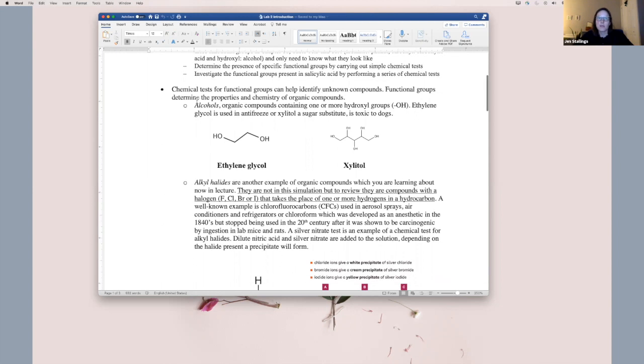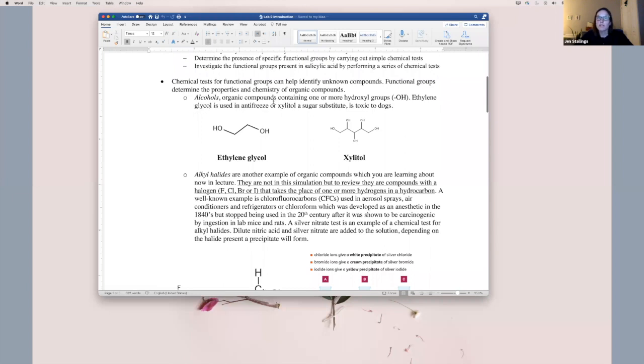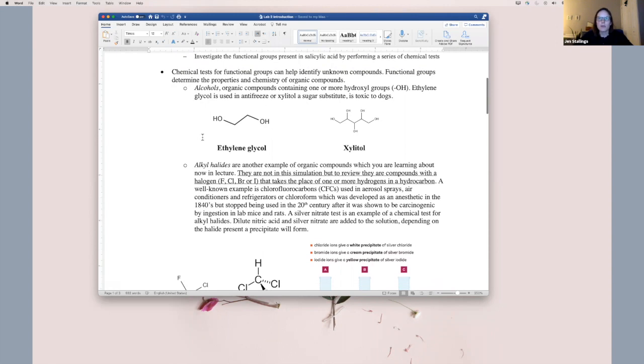So here's just an example that's going to be in the lab, alcohols. So they have those hydroxyl groups in them, which is the OH. 2 examples, ethylene glycol and xylitol. So ethylene glycol is an antifreeze. If you've ever watched a murder documentary, that's one that people have used to poison people slowly. Yeah, morbid, but. And then xylitol is in like gum and toothpaste, and it's really good for your teeth, but it's really toxic to dogs. So those are just those hydroxyl groups on there.